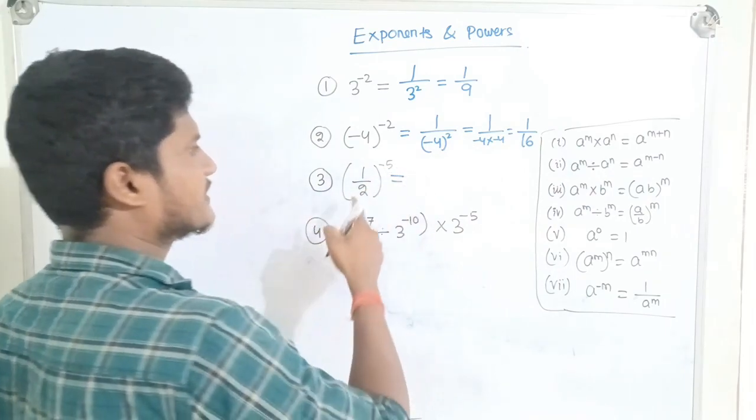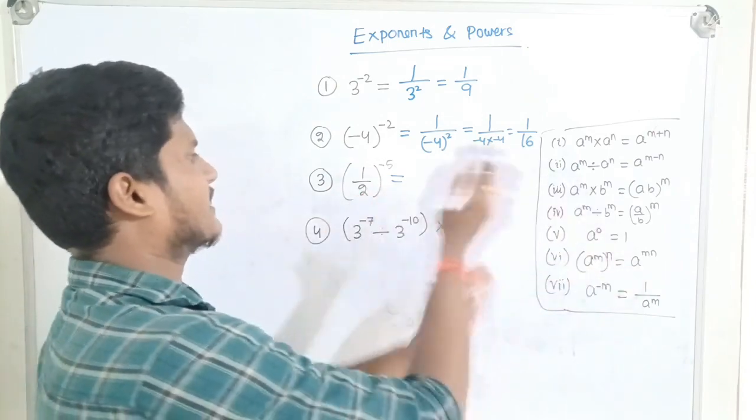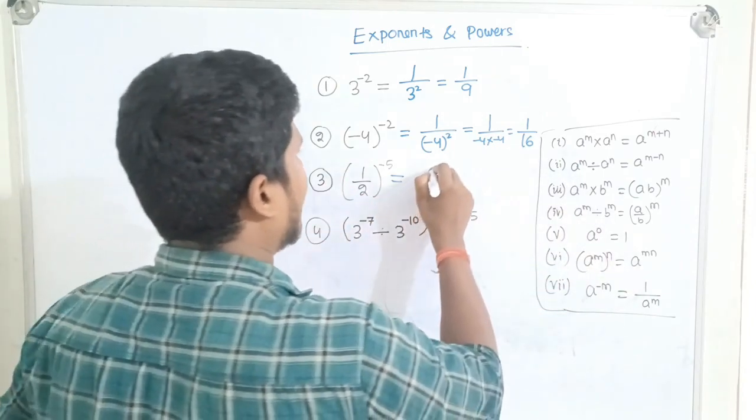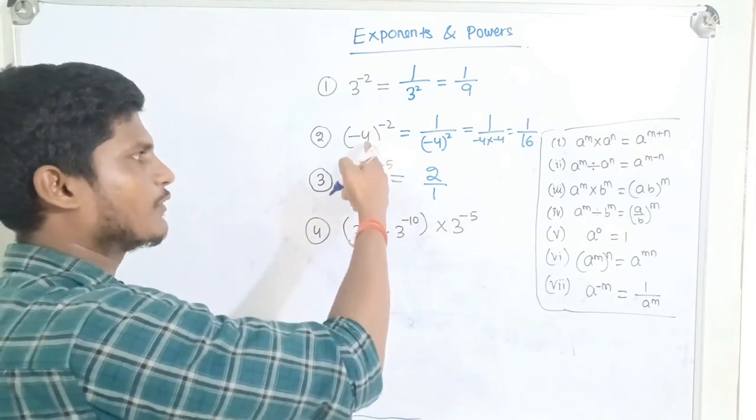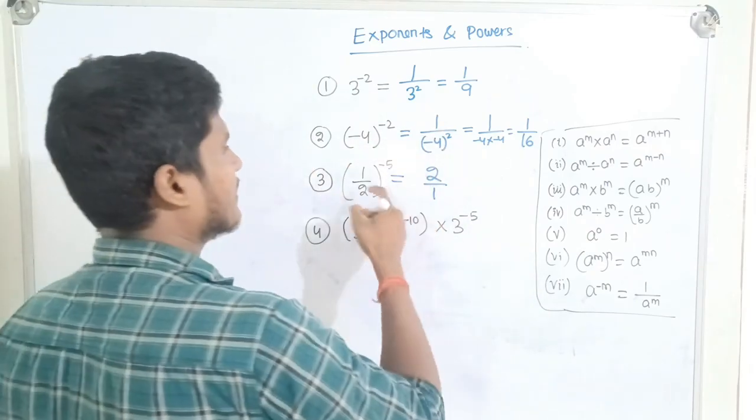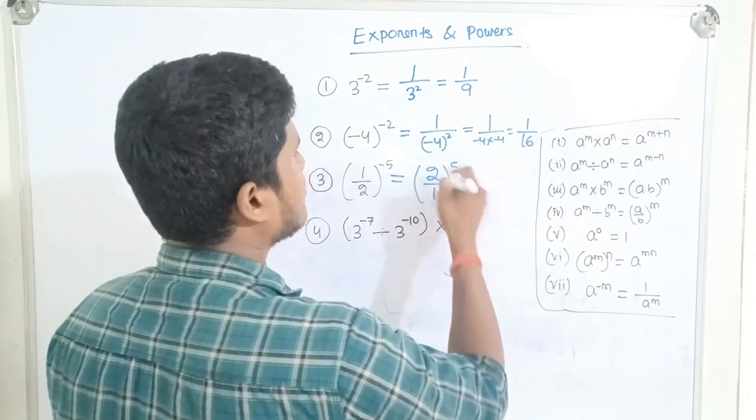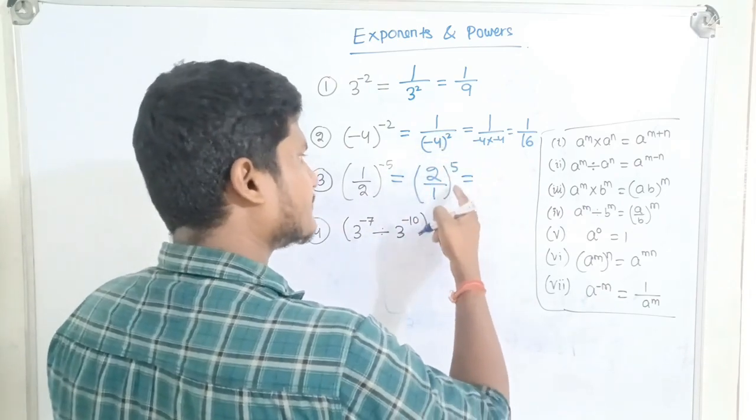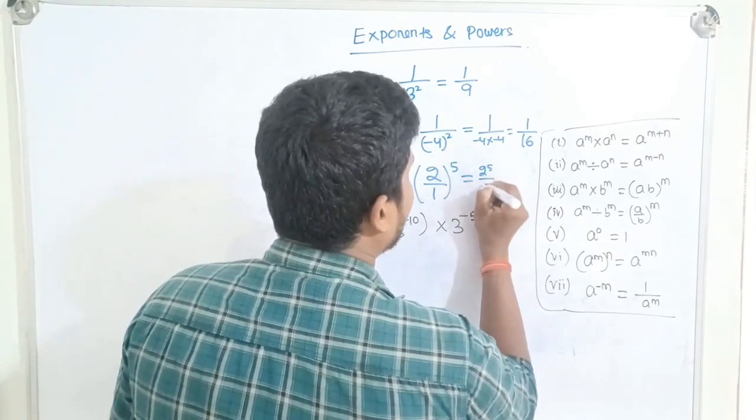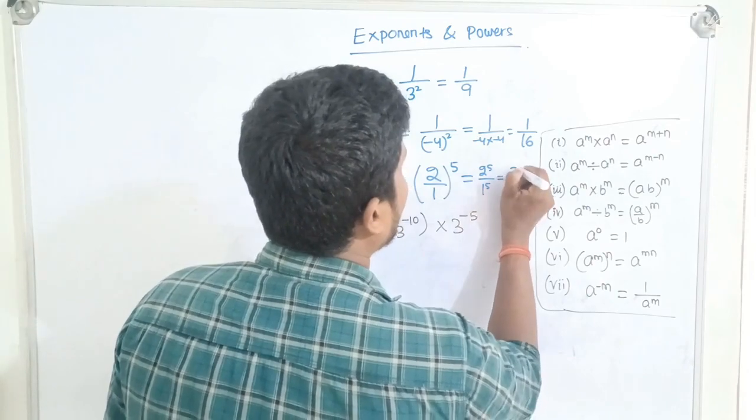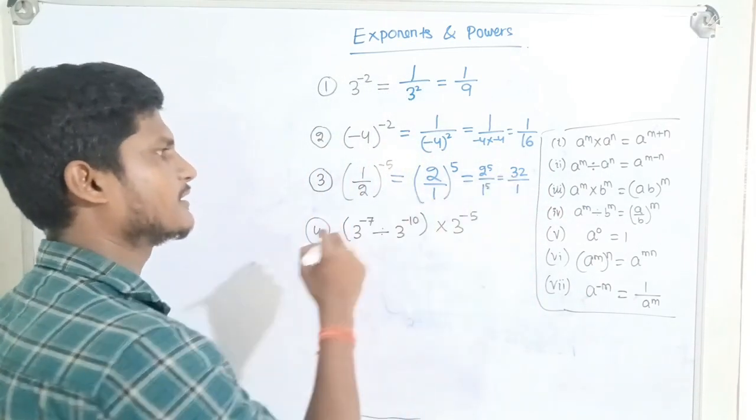Here also look at this question, 1 by 2 to the power of minus 5, just take the reciprocal of the number. Here 1 by 2, I write it down as 2 by 1, reciprocal. 1 by 2 becomes 2 by 1 to the power 5. That means 2 to the power 5 by 1 to the power 5. 2 to the power 5 is 32, by 1 to the power 5. So the answer is 32 by 1.